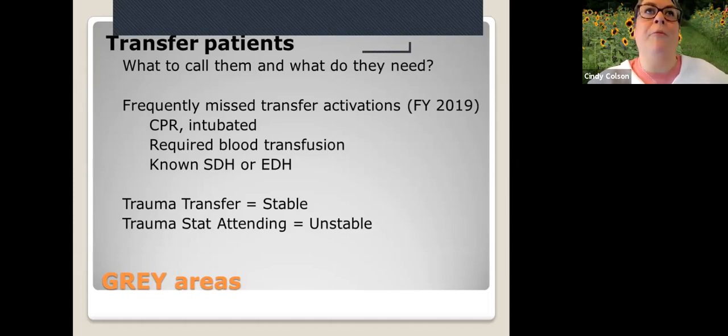This is like a dream world for a trauma stat attending, because when they're in the field, they could have an ETA of about 5 minutes, but if they're coming from an outside hospital, generally our attending surgeons will be able to make it to the hospital in time. So again, if you do have an unstable trauma patient coming from an outside facility, this is a great time to call surgery and let them know that the attending surgeon needs to start moving this way.